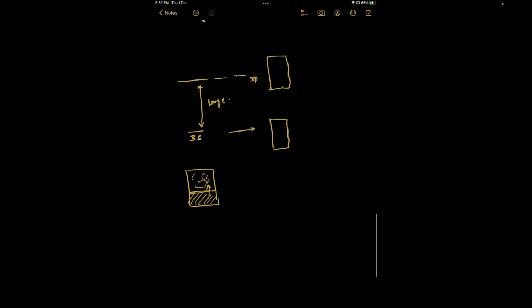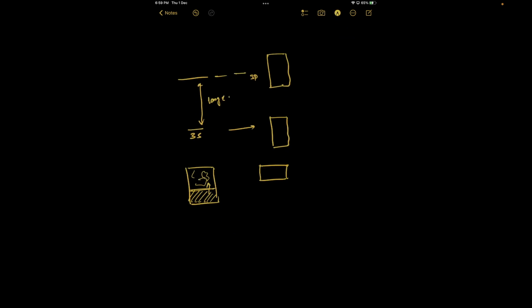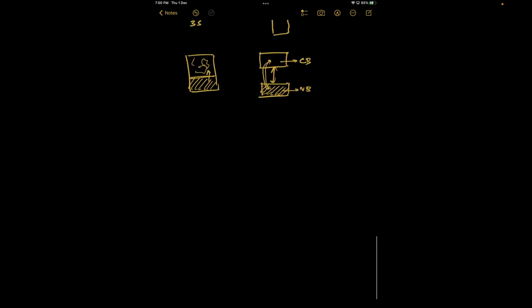But for the insulator case, there is an energy gap between the valence band and conduction band. Let's say this is the valence band and this is the conduction band. So there is an energy gap here for the insulator case. So electrons cannot freely move from valence band to conduction band here. That's why we call it an insulator. Electricity conduction is not possible, or a very large amount of energy is needed to excite electrons from here to here. Okay, now in the middle case there is the semiconductor.